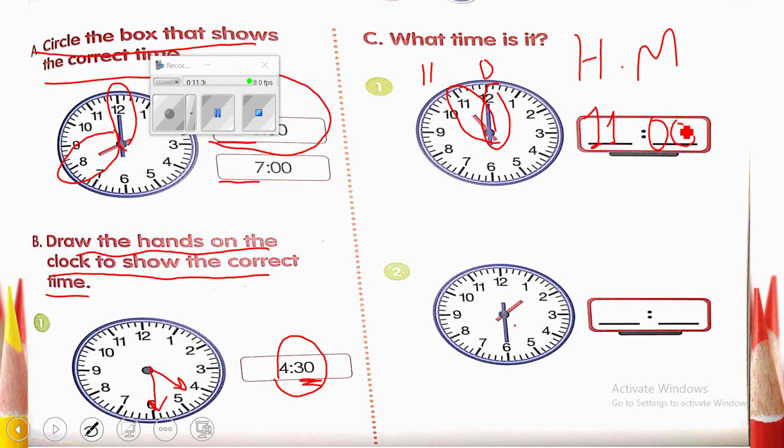Here is the minute hand on 6. Remember, here is 0, here is 30. So how many minutes for 6? 30 minutes. What about the hour hand? It's between 1 and 2. So it is still 1. Let's say HM, hour minute. What is the hour, the short one? Perfect, it's 1. And what about the minute hand? Exactly 30 minutes. So I can read it 1:30.